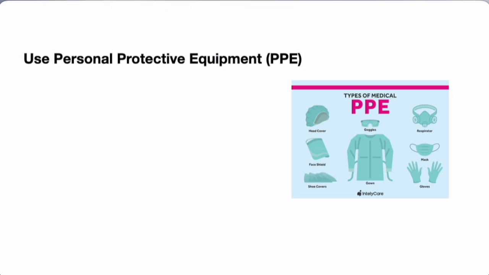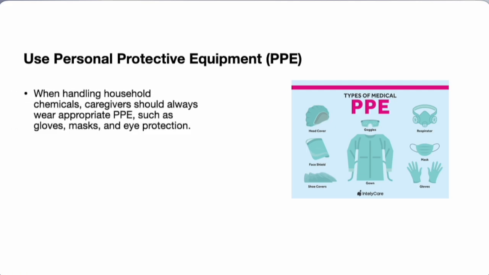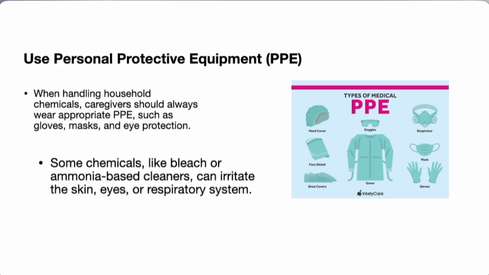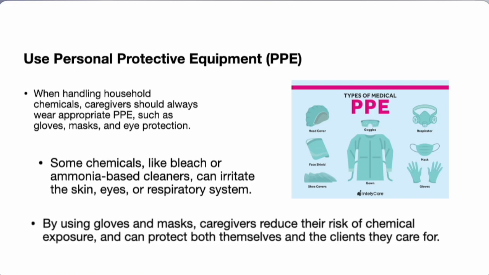Use personal protective equipment, PPE, when handling household chemicals. Caregivers should always wear appropriate PPE, such as gloves, masks, and eye protection. Some chemicals, like bleach or ammonia-based cleaners, can irritate the skin, eyes, or respiratory system. By using gloves and masks, caregivers reduce their risk of chemical exposure and can protect both themselves and the clients they care for.